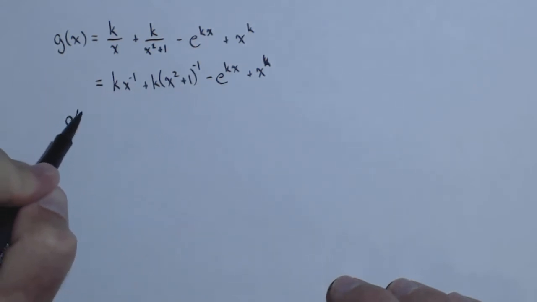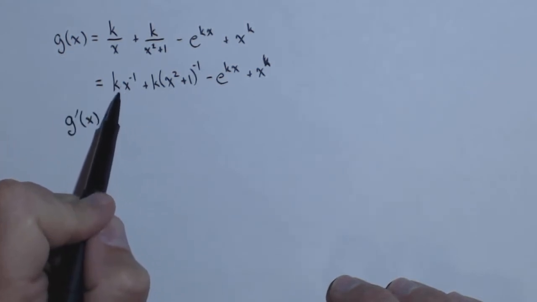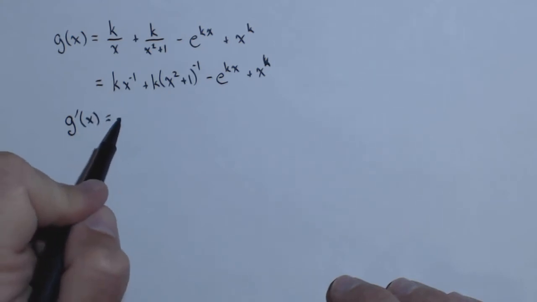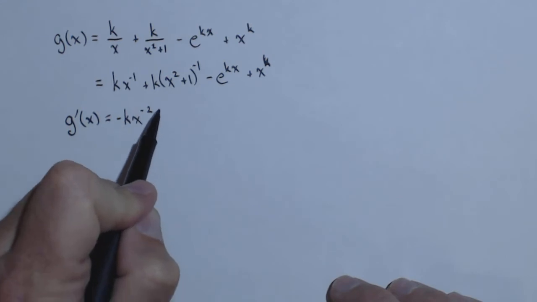So first thing, I'm going to name it, I'll call it g prime of x. And the derivative here, like I said, is just a power rule. Bring the power down, so I get negative k x to the minus 2, and that one is done.